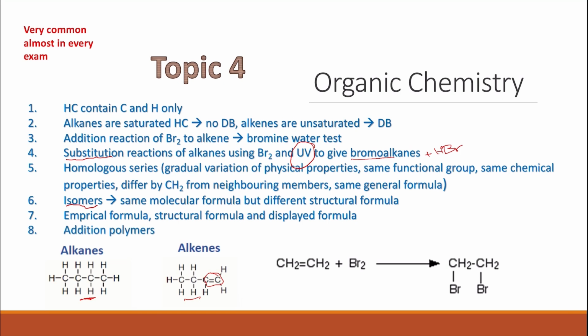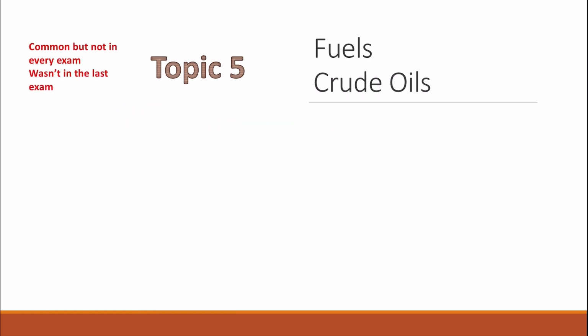And finally, addition polymers. Addition polymers is almost a guaranteed question in your exam. Addition polymerization is the addition of alkenes to give you a saturated hydrocarbon, a long chain one. They might ask you just to draw the addition polymer, how it looks, or to find the alkene that came from that polymer, and the disposal of the polymers. So remember that addition polymers are not biodegradable. It's not easy to dispose of them.